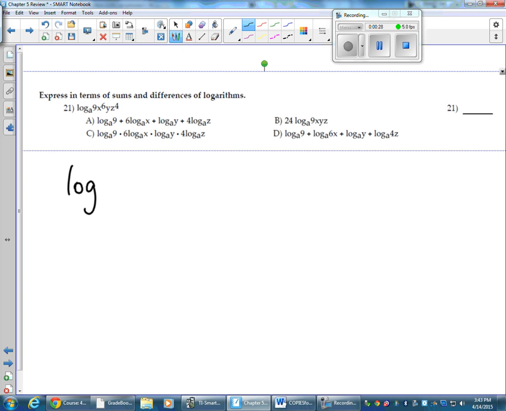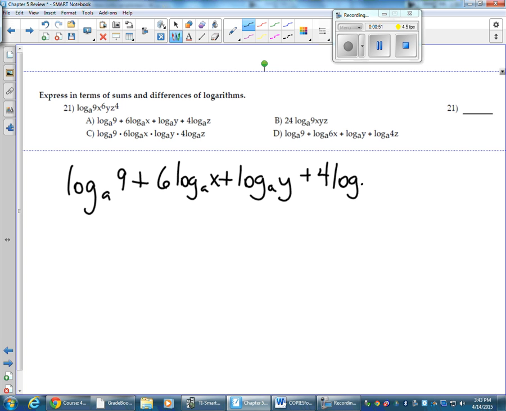So I'm going to have the log base a of 9. There's my first factor. And then plus, since the next factor is x to the 6, I'm going to pull the 6 to the front. That'd be 6 log base a of x. And then I have y, so that'd be log base a of y. And then I have z to the 4th, so I'm going to pull the 4 to the front, 4 log base a of z. So this is what I'm looking for, and it looks to match up with A.